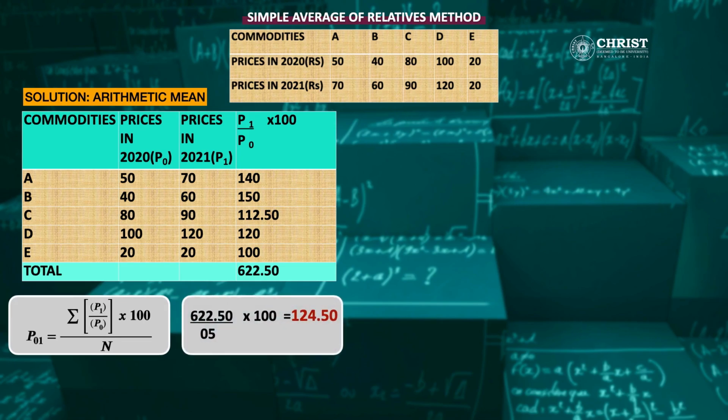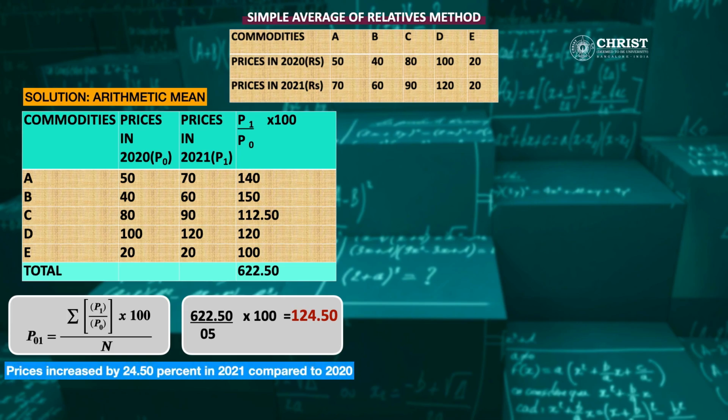When we substitute the values, we get 622.50 divided by 5. N is the number of observations. Here 5 commodities are there, that is how we are getting 5. So the computed value or the index is 124.50. Now we have to write the interpretation. That means prices in 2021 increased by 24.50% compared to prices of 2020 for the commodities included in the index. The commodities are A, B, C, D and E.